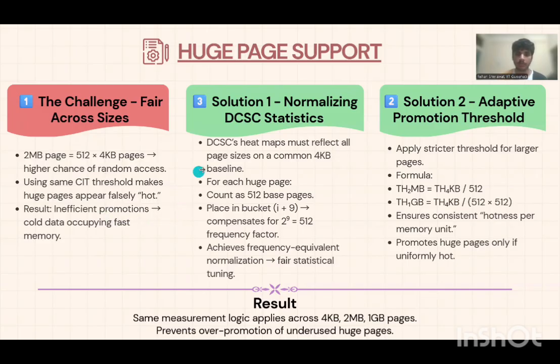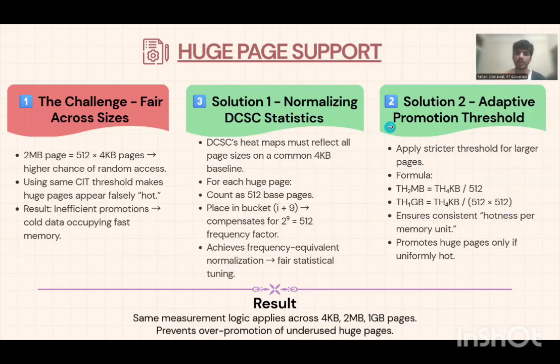And to counter this problem, we have two solutions. This is a direct solution. If this page has a larger memory size, bigger by a factor of 512, then the threshold value of its CIT should also be lower by 512. And similarly for gigabyte pages, an extra division of 512 will take place.